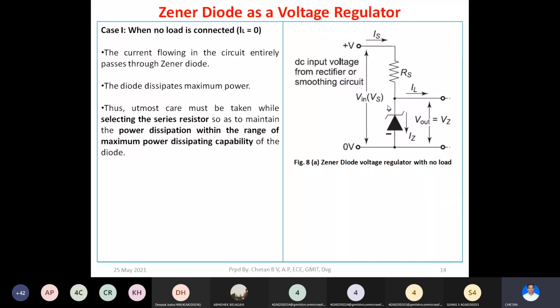If there is no load connected here, this is open, right? So the value of IL will become 0. There will be no IL. It means that IS, which is the sum of IL and IZ, if IL is 0, IS will be equal to IZ. I hope you understood this. Therefore, maximum power is dissipated by this diode.